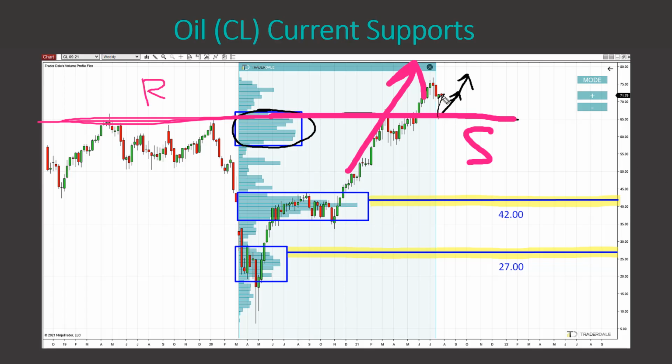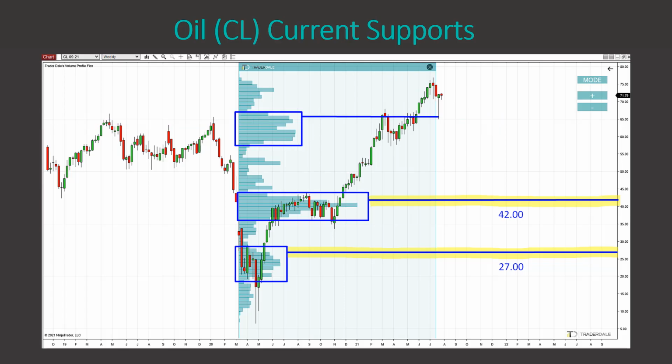This pin bar, that's the reaction. Anyways, this one seems to be spent already, but we still have those two.